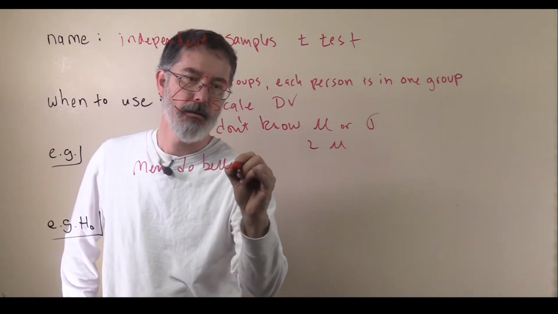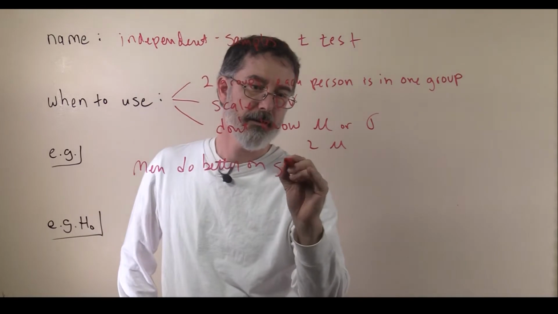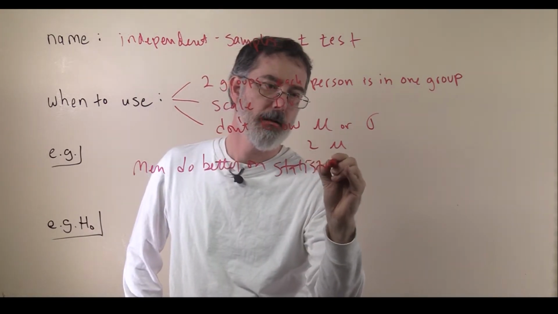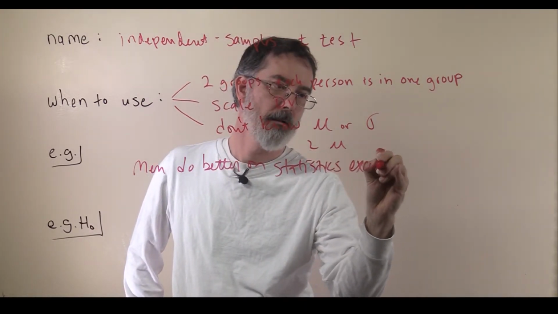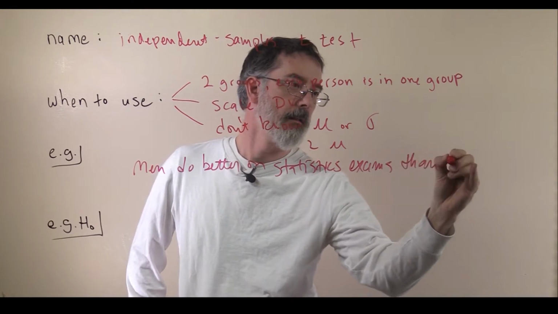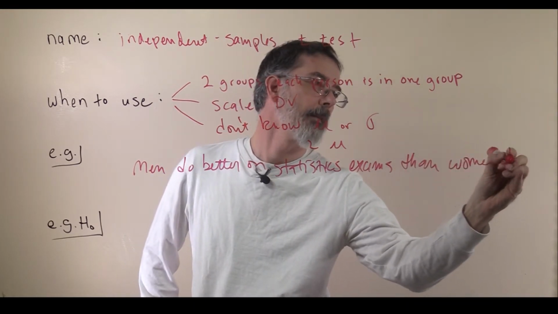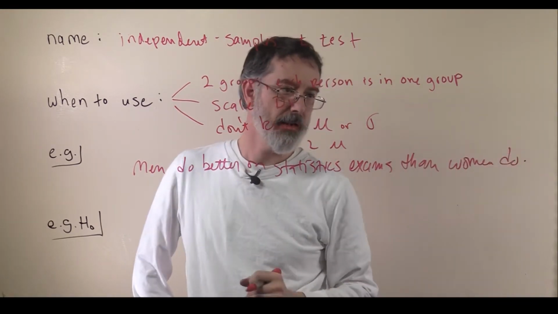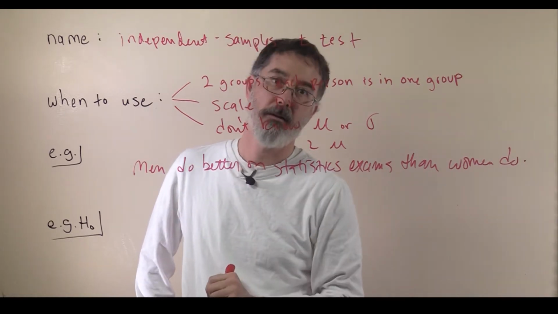The research hypothesis I'll use as an example for the independent samples t-test is that men do better on statistics exams than women do. Right, so you might think this is the case because you think men are better at math or something like that.